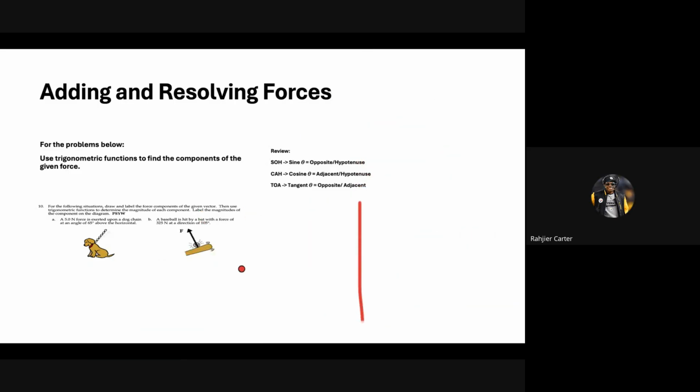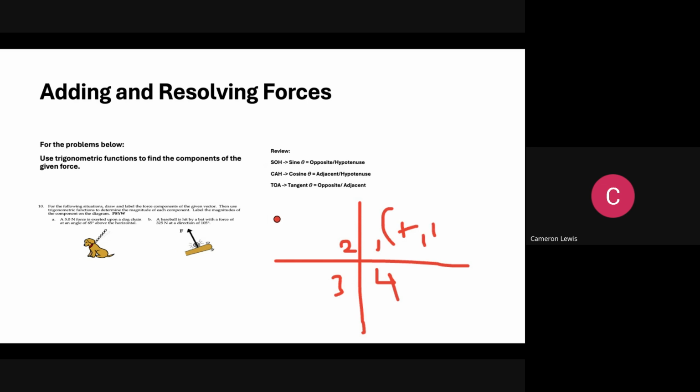Can I ask a question whenever you're done? Yes. When you think about your quadrants, you got to think about what's in each quadrant. So you got the first, second, third, fourth. This one is just like when we was in middle school. It's positive, positive. The X is positive and the Y is positive. This one, the X is negative and the Y is positive. This one, the X is negative and the Y is negative. This one, the X is positive and the Y is negative.